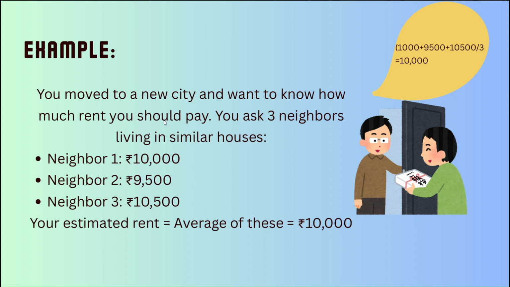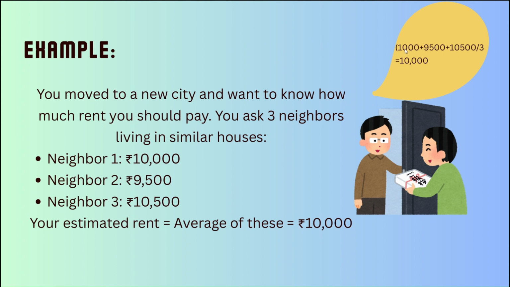So here we have a simple example to understand this KNN regression topic. Imagine you just moved to a new city and want to know how much rent you need to pay for a flat to stay. So you ask three people in your neighborhood who live in similar flats. They tell you 10,000, 9,500 and 10,500. So you take the average of this and your estimated rent is 10,000.